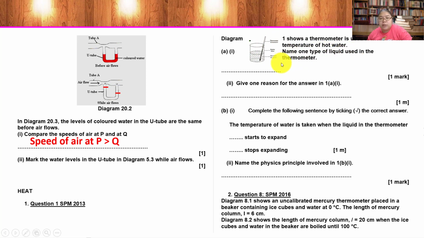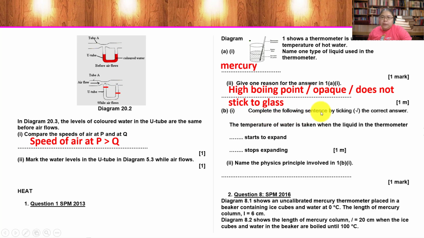Normally, we use mercury. Okay, number 2, you need to give one reason for the answer in 1, why we use mercury. So from here, you need to state a characteristic of mercury. We have so many. First one, it is opaque. Number 2, it does not stick to the glass. Number 3, it has a high boiling point. We have some more extras, but they only ask for one.